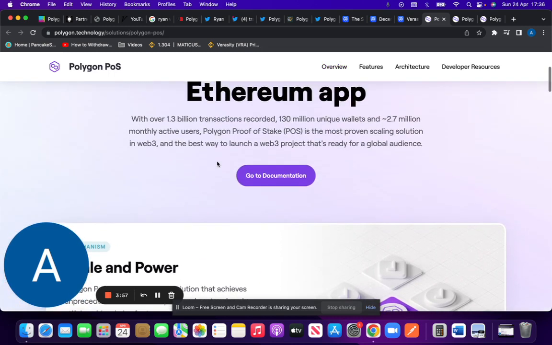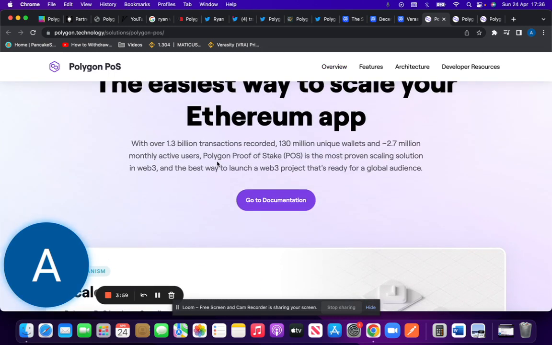Just to give you some idea, with over 1.3 million transactions recorded, 130 million unique wallets, and 2.7 million active users, Polygon Proof of Stake has already proven itself as the best scaling solution in Web 3.0.